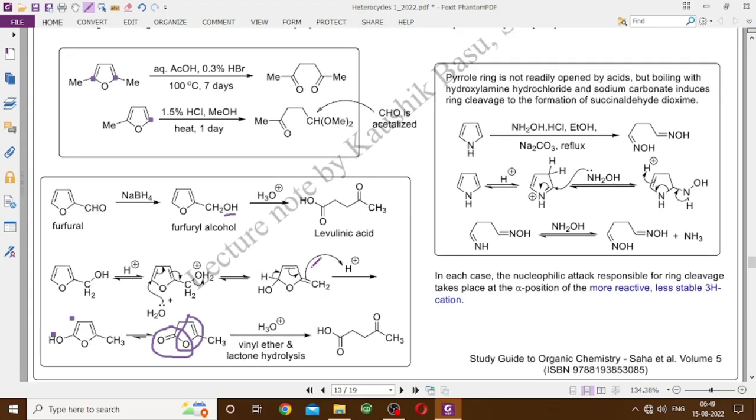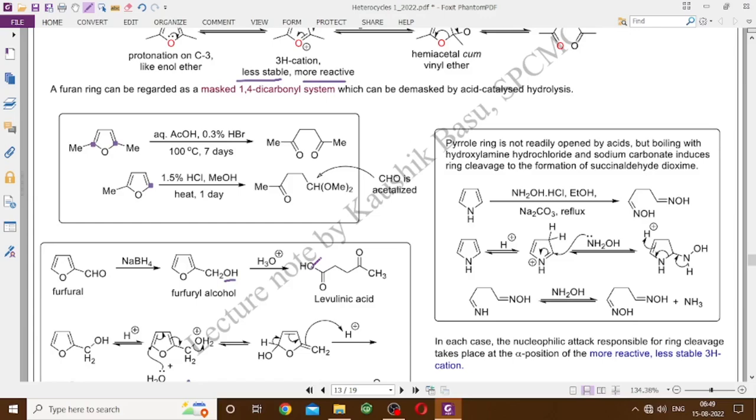Pyrrole rings, although they are susceptible to trimerization, are generally not opened up just as easily as furan rings do. But if you boil a pyrrole sample with hydroxylamine hydrochloride in the presence of sodium carbonate in alcohol medium, it may lead to ring cleavage to give you a dioxime derivative.